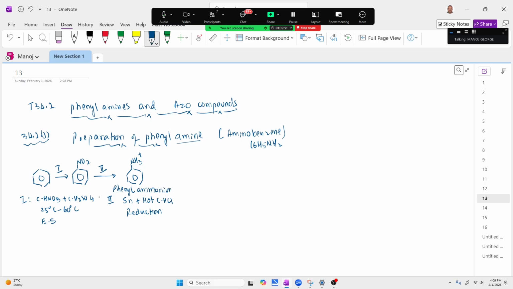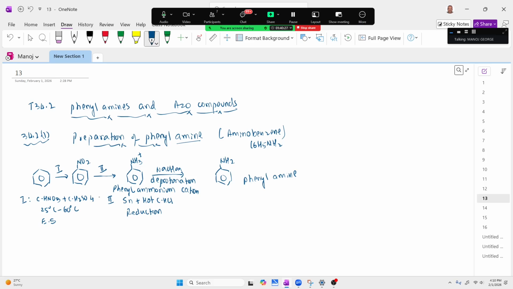Now what do I do? I have to remove the H out as an H plus. I have to do deprotonation. How do I do deprotonation? I react this with NaOH aqueous. I get rid of the H plus there. So what I will get is the phenylamine. Everyone okay? So that's how I get my phenylamine.